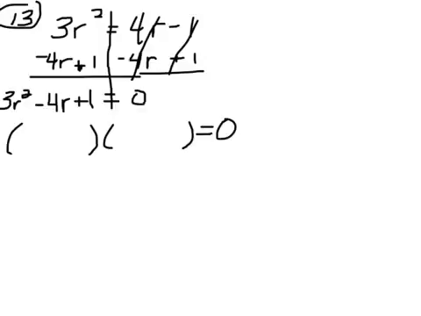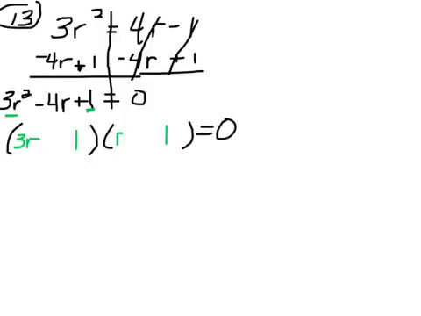I've got a lot of prime numbers here. For instance, 3r squared, right here. There's only one way to get 3r squared. You need a 3r and an r. And if you look at this 1, there's 2 ways to get 1. It could be a plus 1 and a plus 1, or a minus 1 and a minus 1.